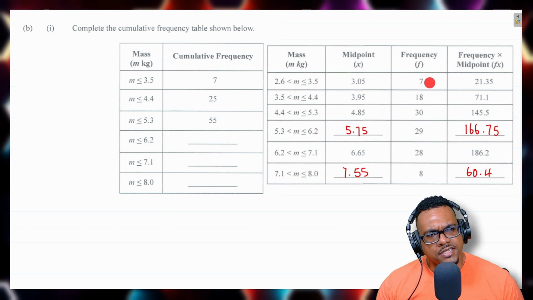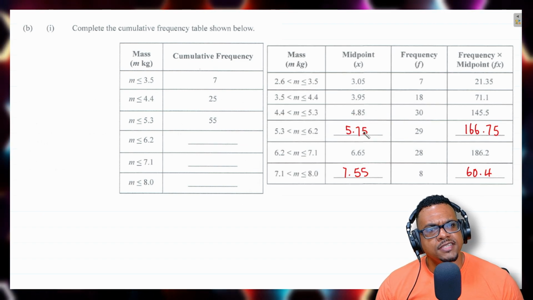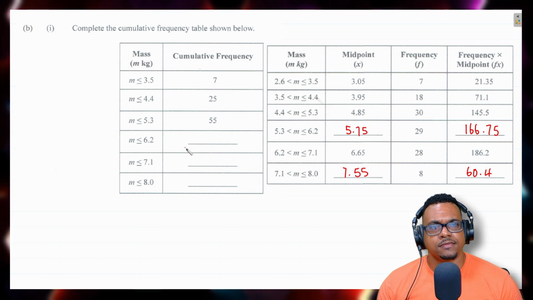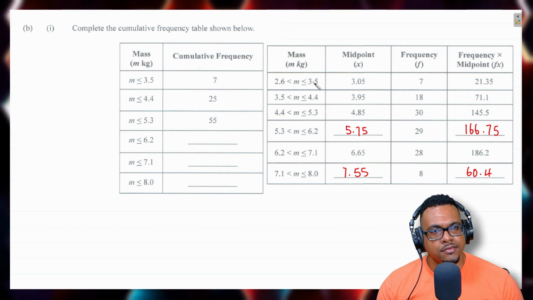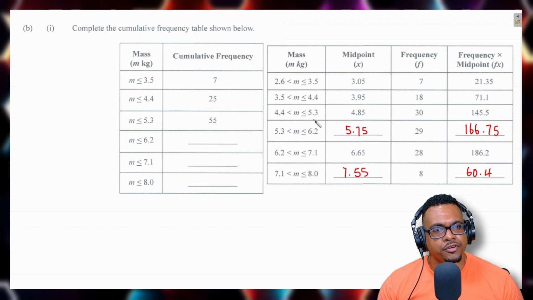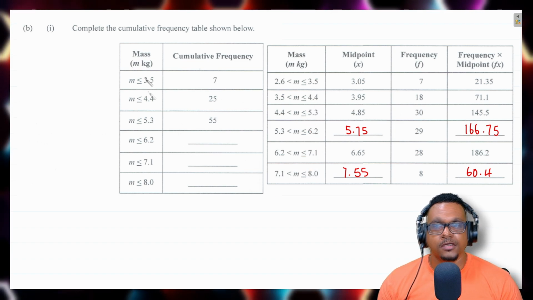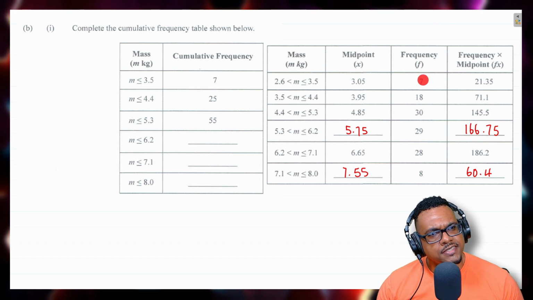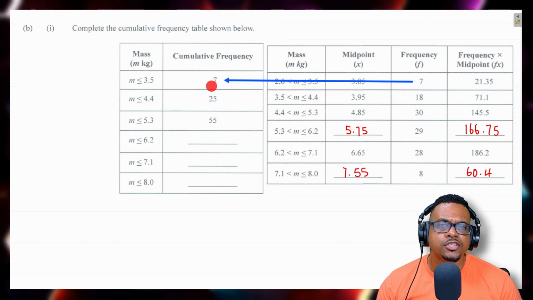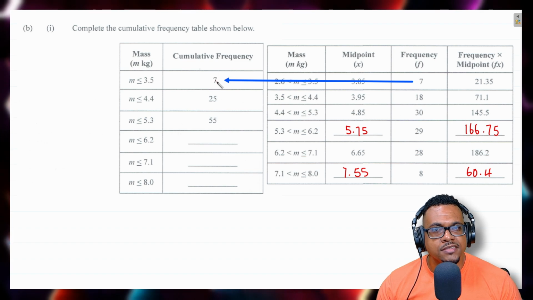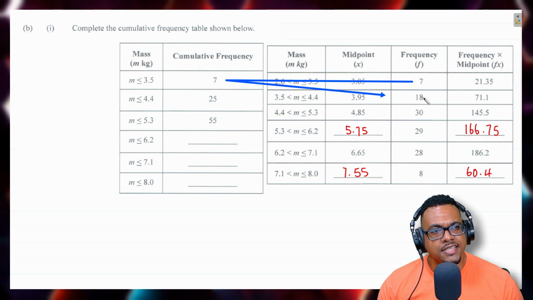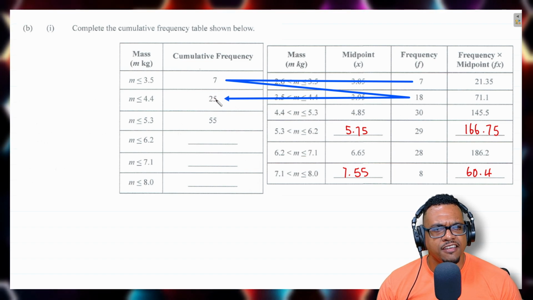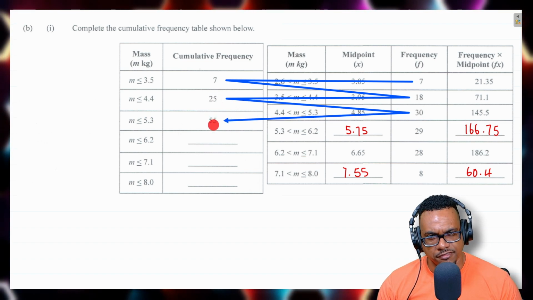Now I just brought up the table next to this table so that we can see the information that we need to fill out the cumulative frequency. Now notice your upper class limits are 3.5, 4.4, 5.3, 6.2, 7.1, and 8. Notice you are seeing the upper class limits here. And your first frequency is 7, therefore that's your first cumulative frequency. And then you're going to say 7 plus 18, and that will give you 25. And then 25 plus 30, and that will give you 55.